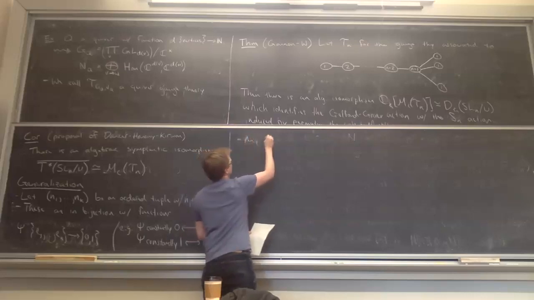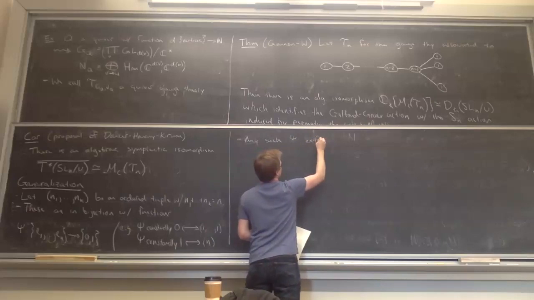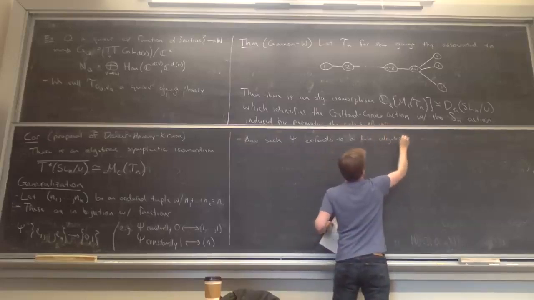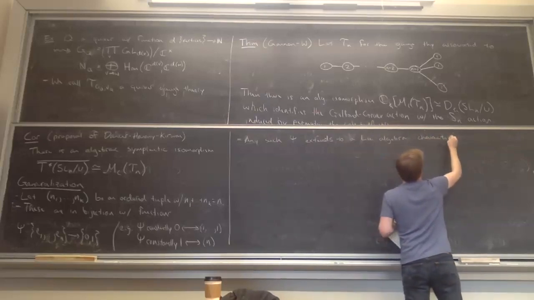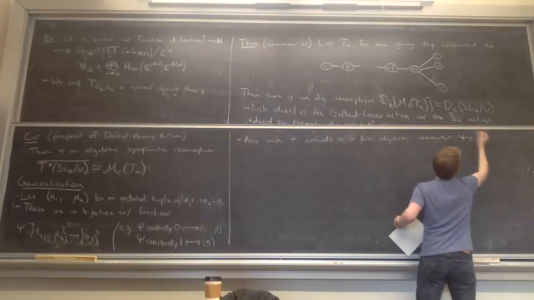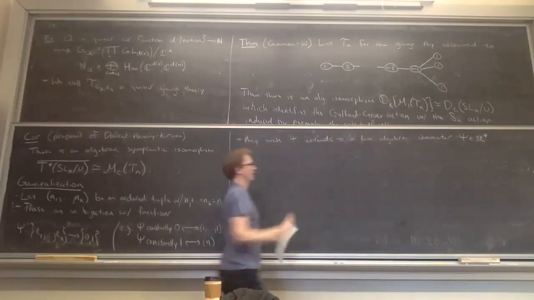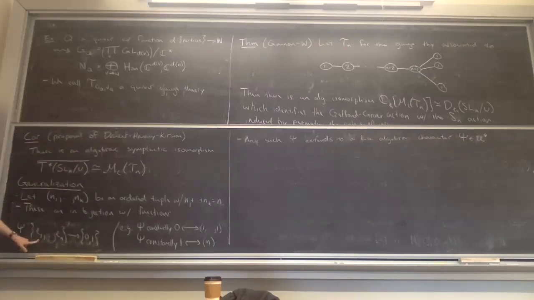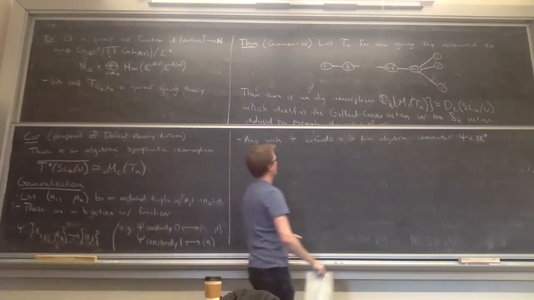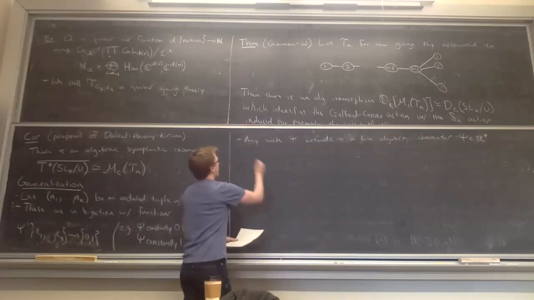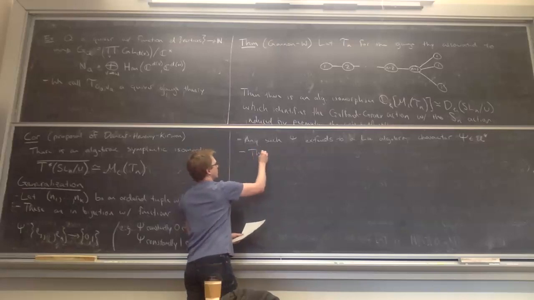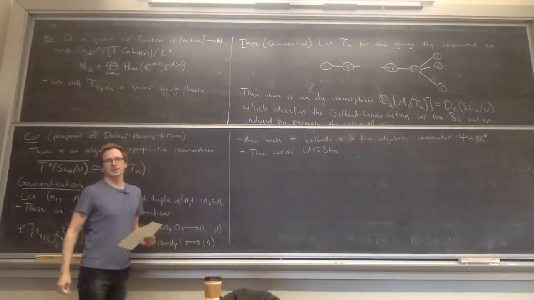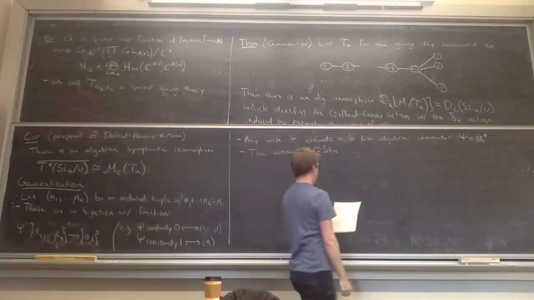So any such psi extends to a Lie algebra character. I'll write frak u for the Lie algebra of U, and thinking of the e_i as Chevalley generators of u, I can extend psi to a character like this. And now what do I want to do with this? Well, the action of U on SL_N extends to a Hamiltonian action on the cotangent bundle, and I have the moment map for that action.